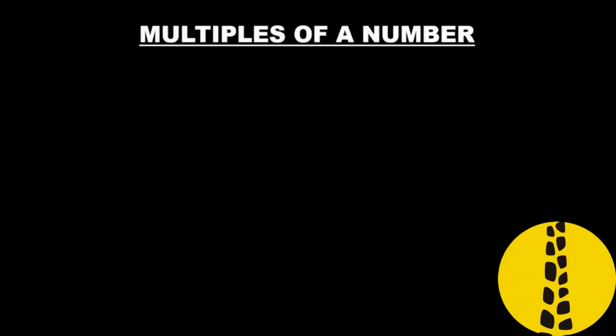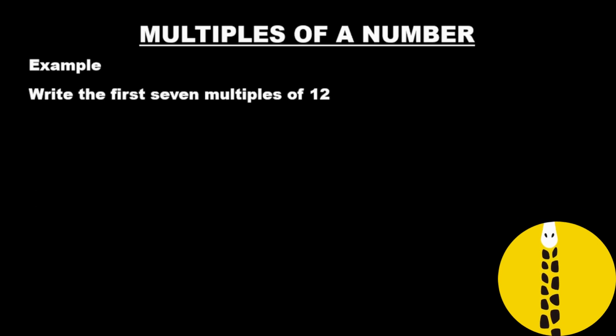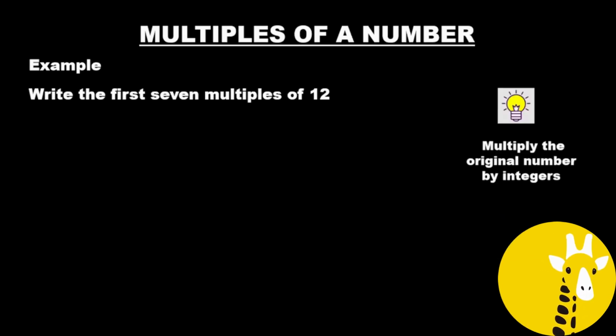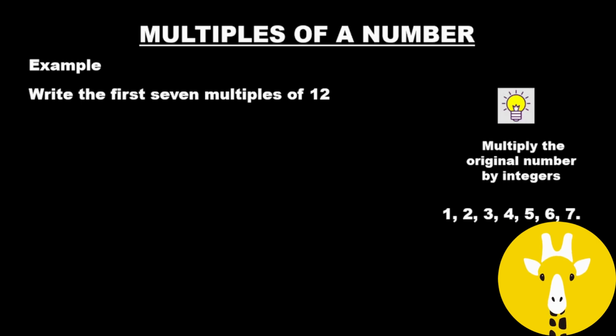Let's look at the next example. In this case, we're asked to find or write the first 7 multiples of 12. So again, we multiply 12 by integers. In this case, the first 7. So we use 1, 2, 3, 4, 5, 6, and 7.